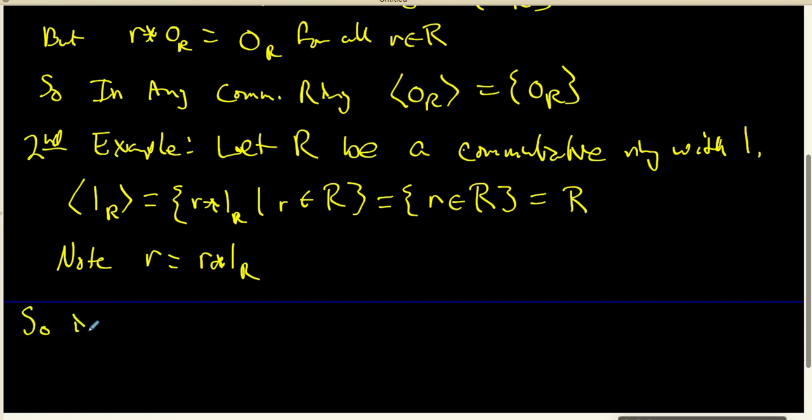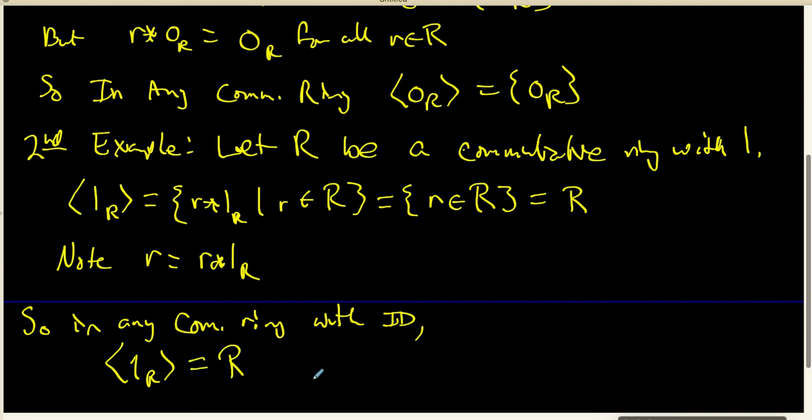So, in any commutative ring with identity, the principal ideal generated by the multiplicative identity is going to be the whole ring. And that ends this video.